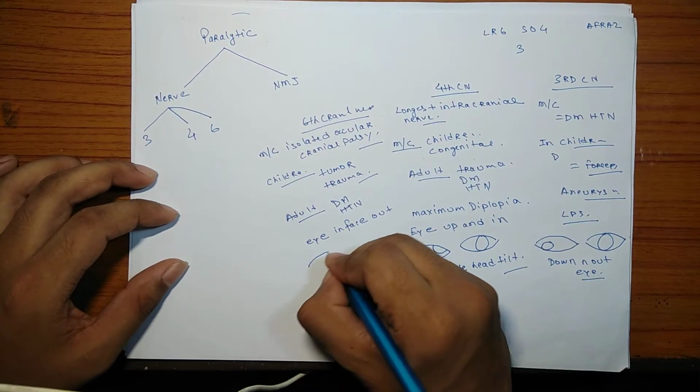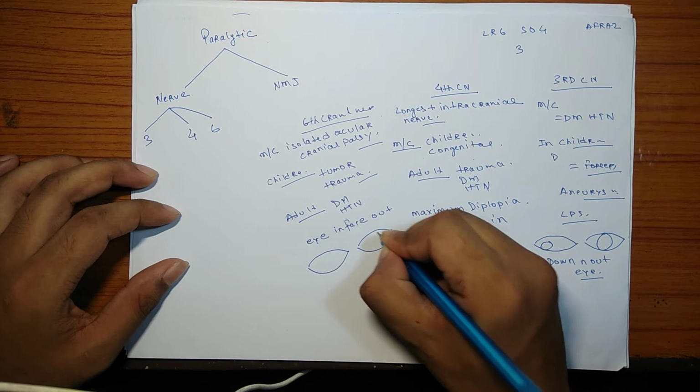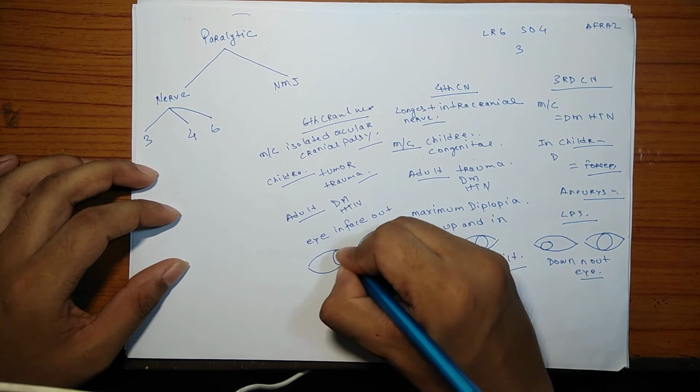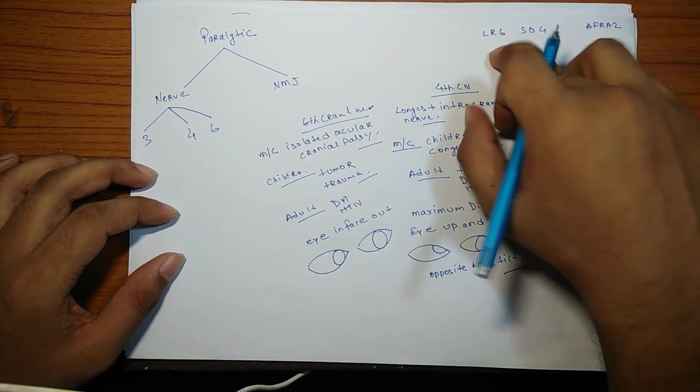That means, let us say this is your eye, this eye will be in the eye in, face out position. Okay, so what is happening in sixth cranial nerve? We can see the lateral rectus is not functioning.